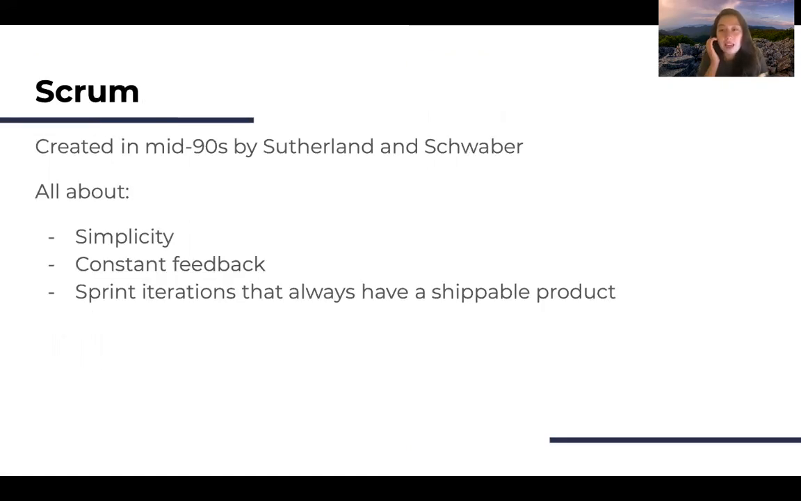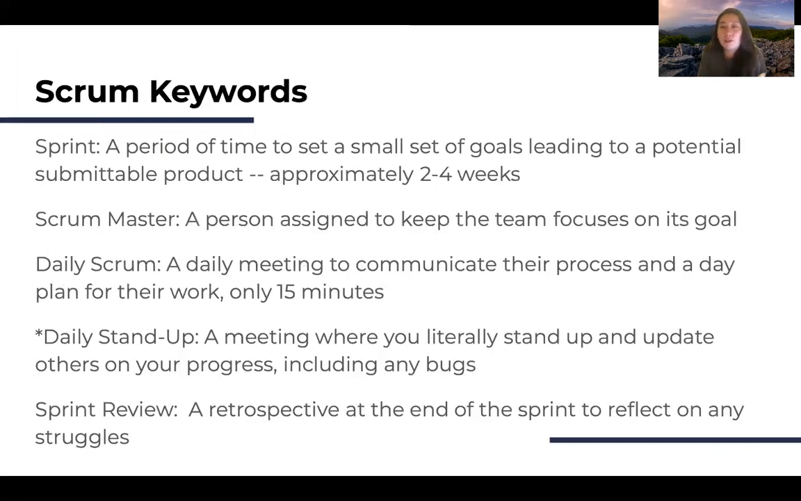So Scrum is a type of agile process. Scrum was created in the mid-90s by Sutherland and Schwaber. It's all about simplicity, constant feedback, and sprint iterations that always have a shippable product. Some keywords before we look at an example. A sprint is a period of time to set a small set of goals leading to a potentially shippable product. Usually this is about 2 to 4 weeks, but again, variable depending on the team.